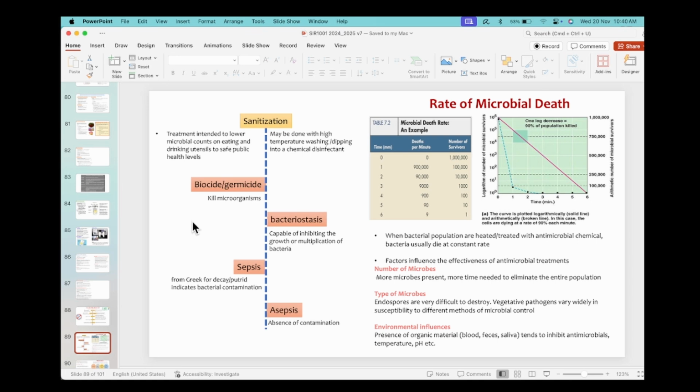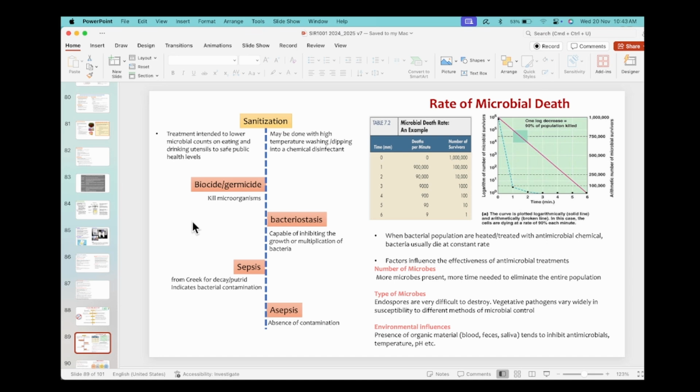That is also logical, because even if you kill the cells, the spores still remain. If the spores remain, that means when the conditions are right, they can germinate. Then environmental influences, presence of organic matter tends to inhibit antimicrobials.